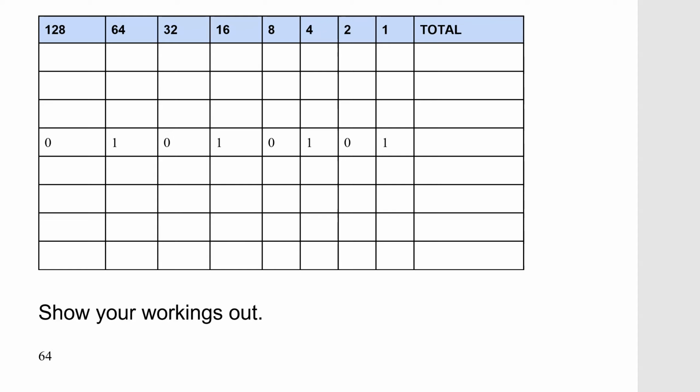64. And then what's next? 16. Then what's next? 4. And then 1. So what's the answer? The denary number would be 85. And all we've done there is added 64, 16, 4, 1. That's it. Okay.